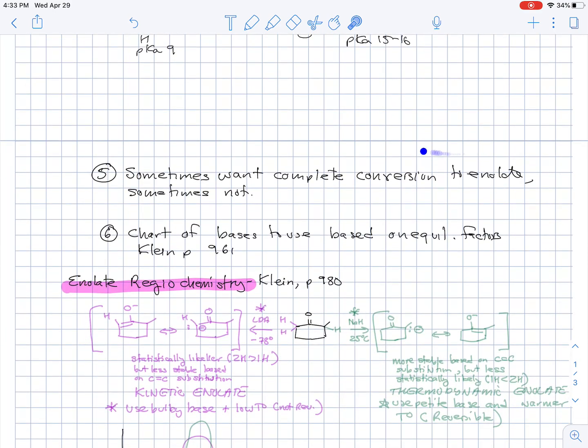Then I just made a couple of notes down here. Sometimes you want complete conversion to the enolate, sometimes not. And I also noted that there's a chart of bases that you can use to make enolates. This is based purely on equilibrium factors, and that's on page 961 of the Klein text.